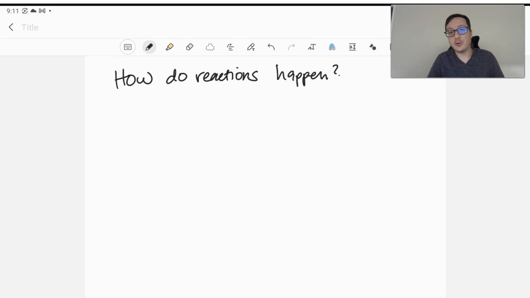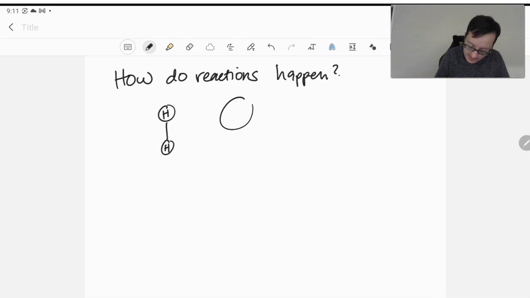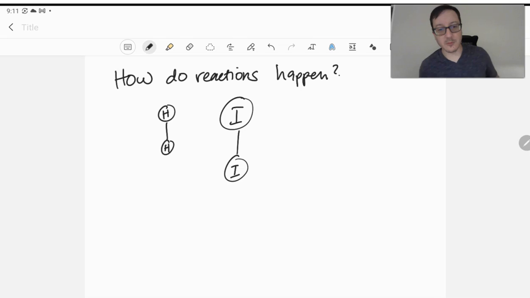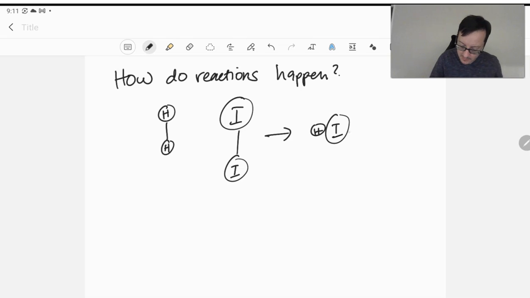And so when we think about a reaction happening in chemistry, it may be as simple as two molecules, let's say a hydrogen and an iodine, coming together. And of course, these are not drawn to scale, right? Hydrogen is much smaller than iodine is. But really, as we consider what's happening here, we're making two molecules of HI. But how does this actually happen?